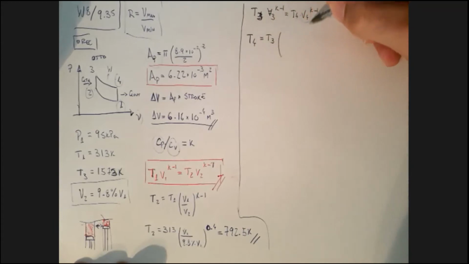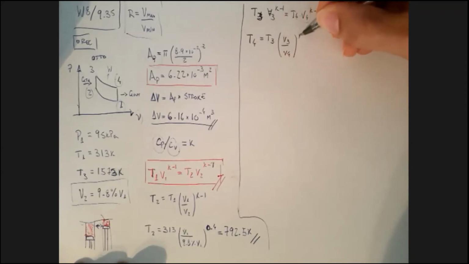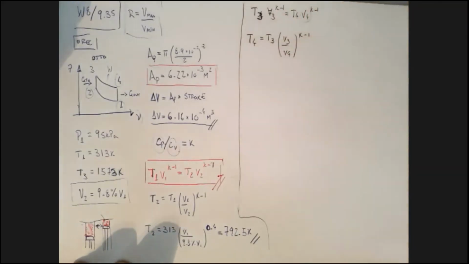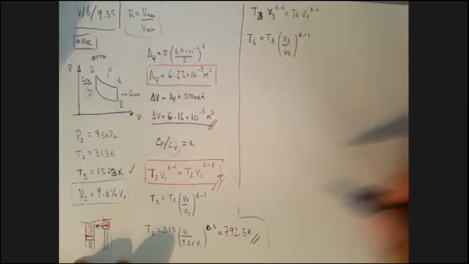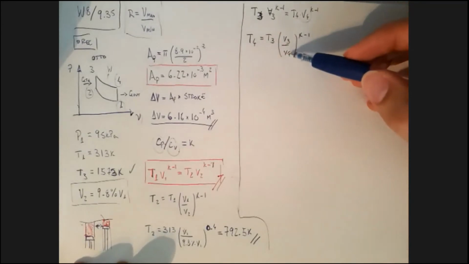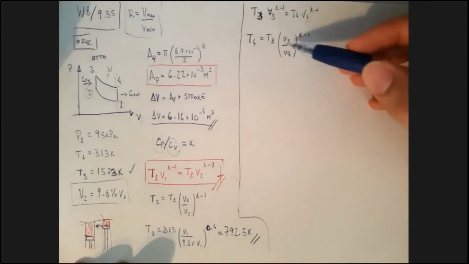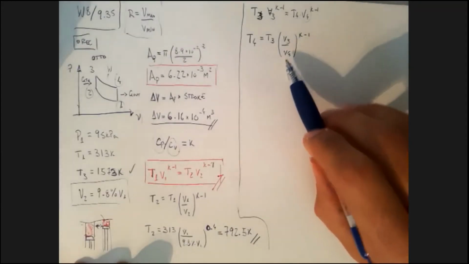to, what are we doing here? V3 over V4, to the K minus 1. Okay, T3 we had from the start, that's 1500. K is the same, it doesn't change, that's the whole idea. And then V3 over V4, what's that going to be? Same as V1 over V2, almost, right? Same as the inverse of V1 over V2, right?